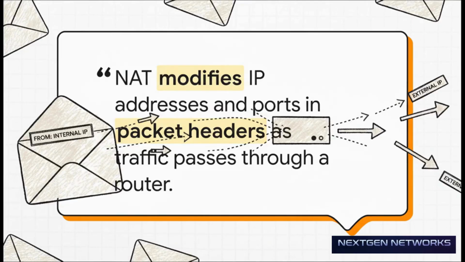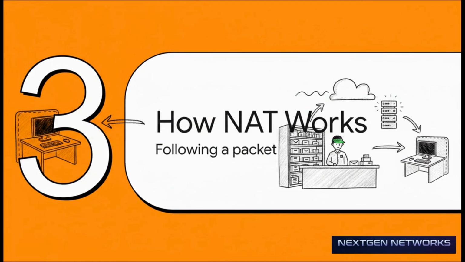And here's the key to understanding how it does it. NAT isn't just sitting there passively. Nope, it actively intercepts every single piece of data, every packet that leaves your network, and it actually rewrites the address information in its header. It's exactly like changing the return address on an envelope before you drop it in the mail. So let's really dig in and follow a single request from your computer out to the internet and all the way back to see this whole thing in action.